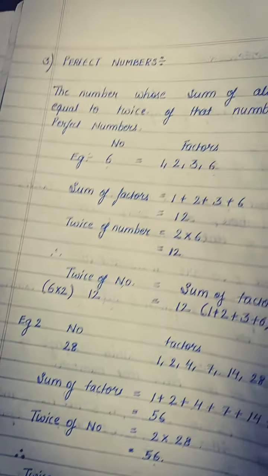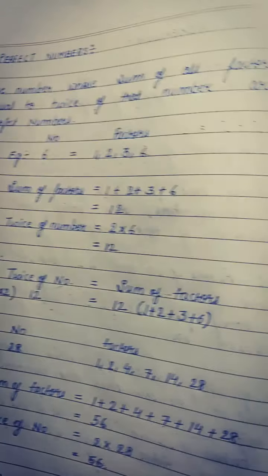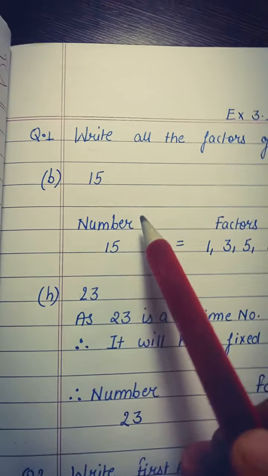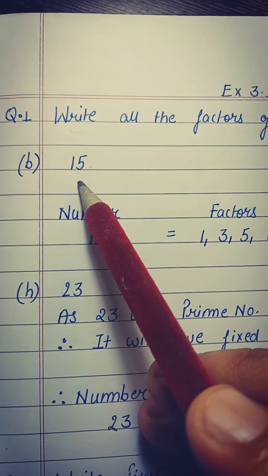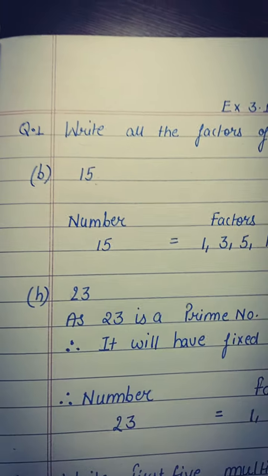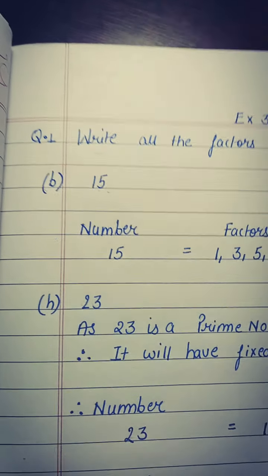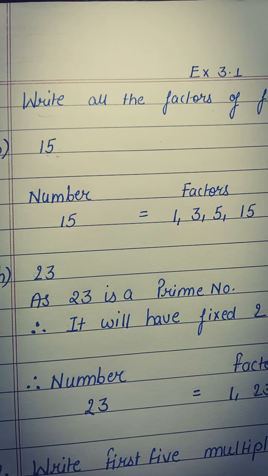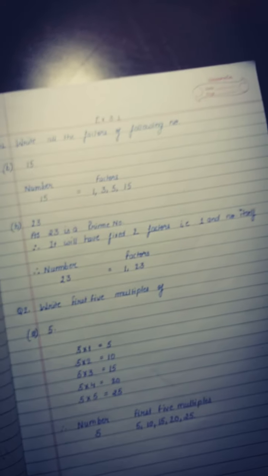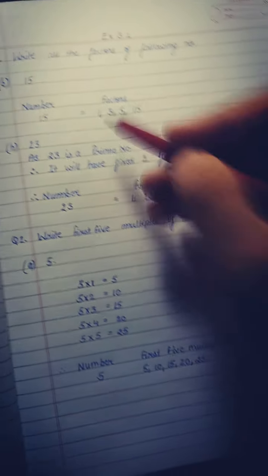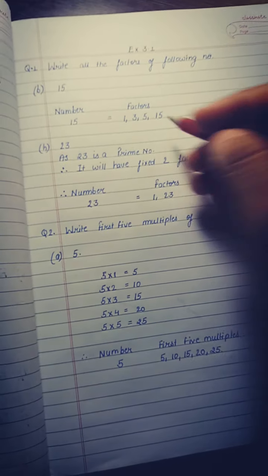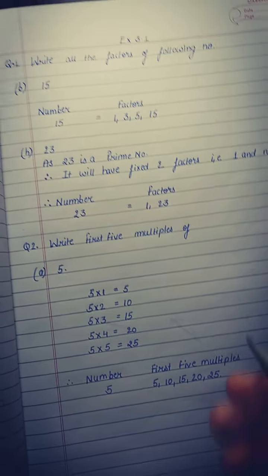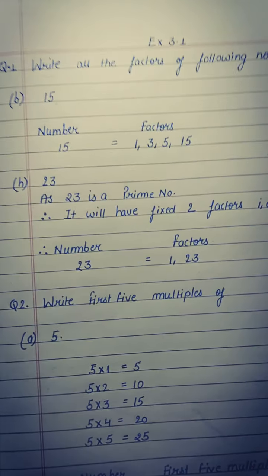Now we are starting the exercise. The question is, write all the factors of the following numbers. For example, we have been asked the factors of 15. Now students, you all know how to obtain the factors, but the thing is about the method of writing. The method of representation also matters a lot. It's not just writing a number and all the factors corresponding to it and saying this is the answer. No, this is not the proper way. You have to represent the answer in a proper, organized way.